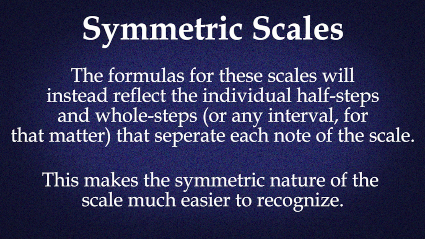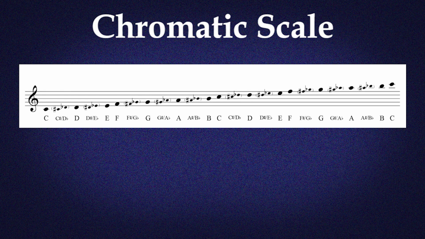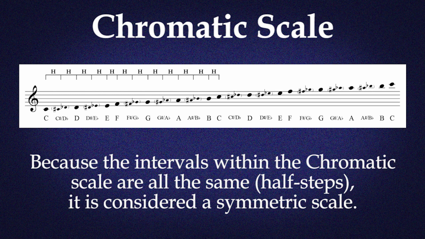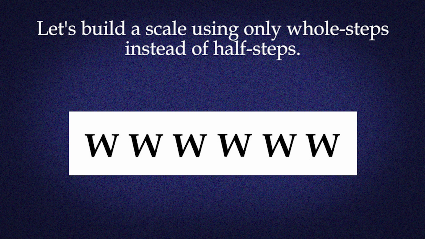The first of these scales is one we've actually already learned, the chromatic scale. The chromatic scale is made up of all half steps, 12 of them to be exact. Because the intervals within the scale are all the same, it is considered a symmetric scale. Let's look at what we get if we use only whole steps instead of half steps. Our formula would be whole step, whole step, whole step, whole step, whole step, whole step.